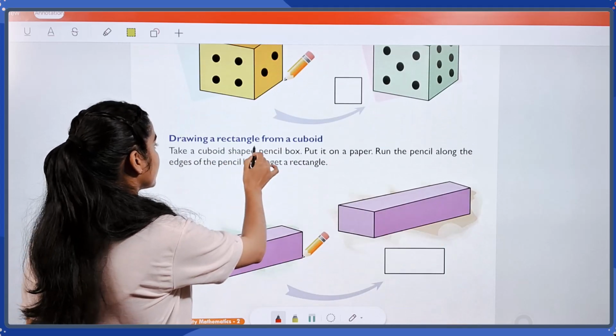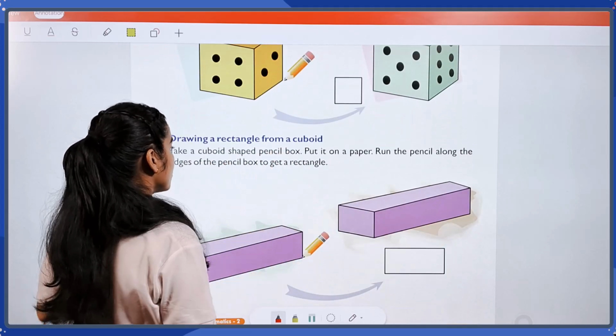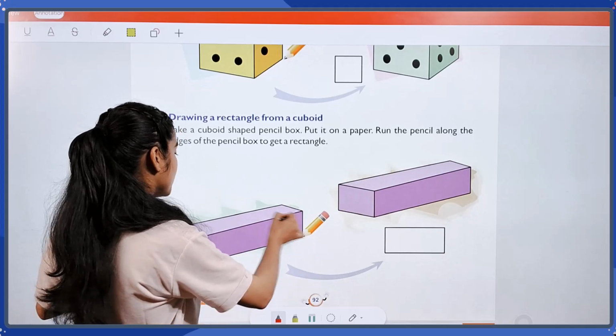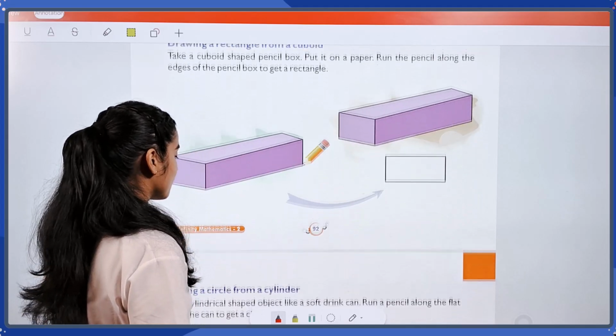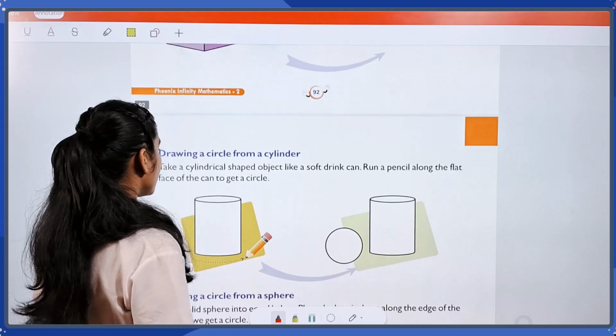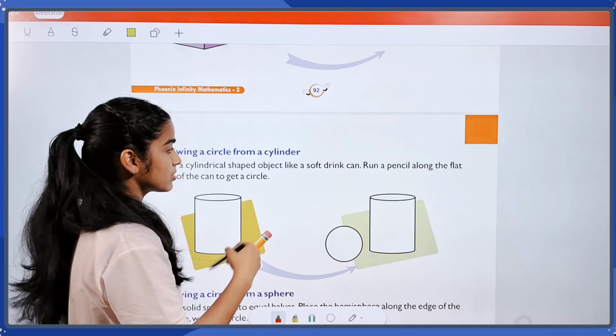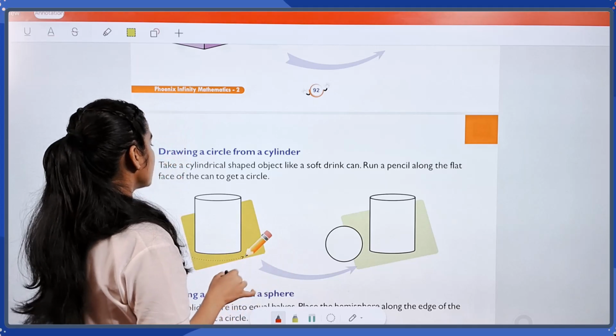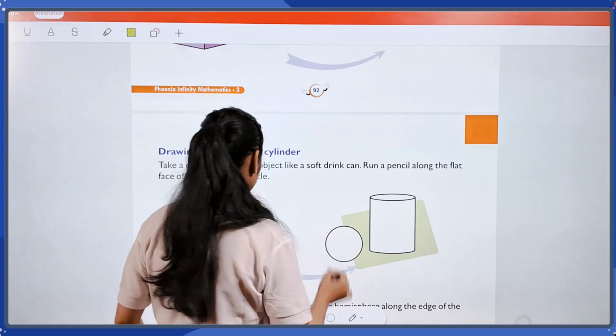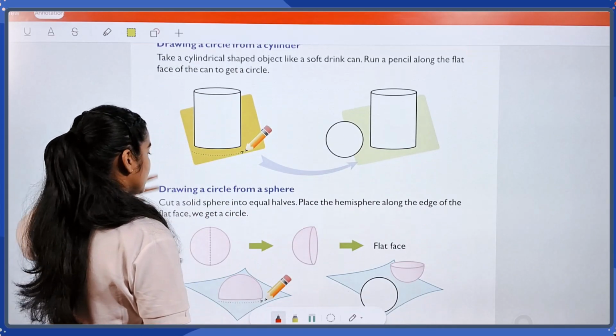Now drawing a rectangle from a cuboid. Same, you have to take your pencil box, trace your pencil box edges and you will have your rectangular shape. Next, drawing a circle from a cylinder. Again, you can take your water bottle because the bottom side has a circle, and you have to trace the bottom and you will get your cylinder circle.